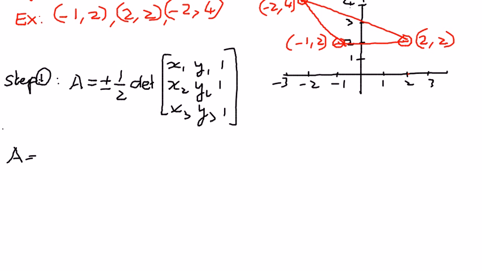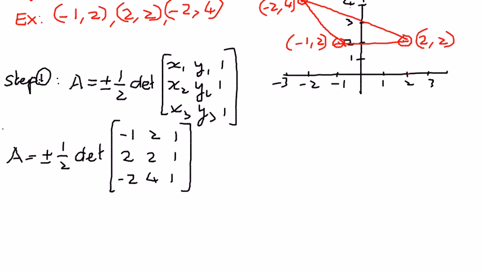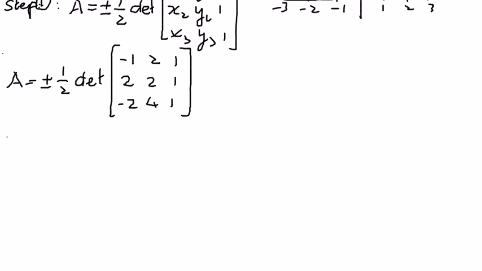So area is going to be equal to plus or minus 1/2 the determinant of -1, 2, 1, that is the first point, and then 2, 2, 1, that is the second vertex point, and then -2, 4, 1, that is the third vertex point of the triangle. So once we want to now find the determinant of this, this is how we're going to write it out: plus or minus 1/2 of -1, 2, 1, 2, 2, 1, and then -2, 4, 1.